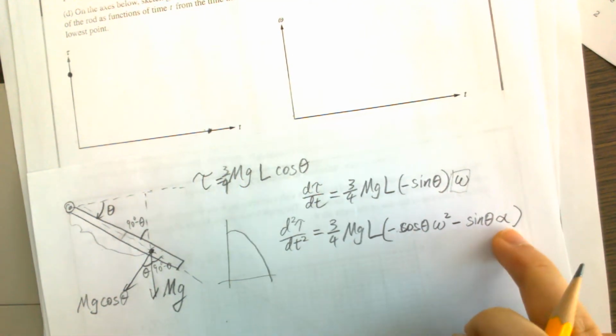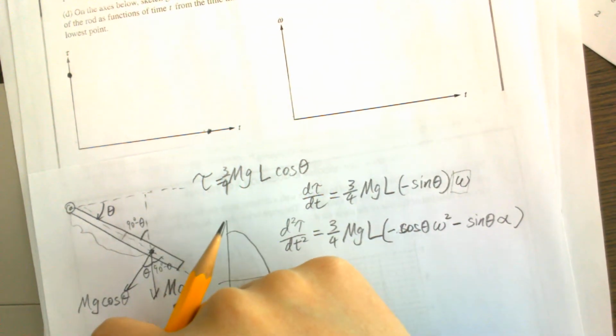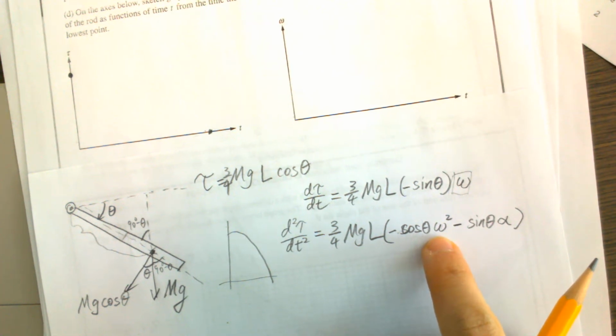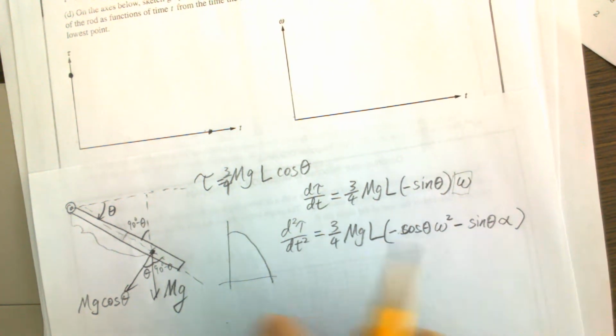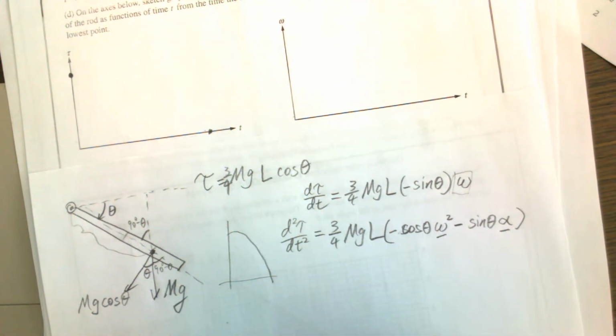Is my angular acceleration positive? Yes, because we have a torque, right? We also know that the omega squared must be positive, right? It's increasing, so it must be positive. So this is positive. This is positive.